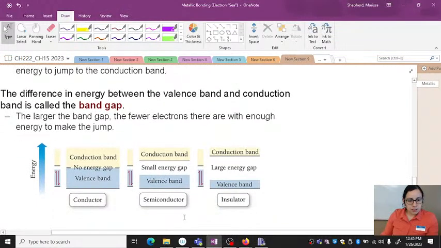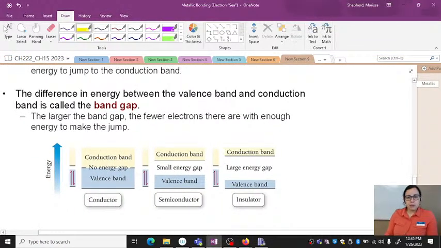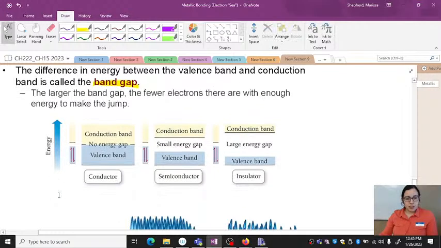And so the difference in energy between your valence band and your conduction band is called your band gap. And so, of course, the larger the band gap, then the fewer electrons there are to make the jump. And so now this explains the difference between a conductor, semiconductor, and an insulator. So something that's a conductor has a really small or no energy gap. And so that's why metals are really good at conducting, and so electrons can easily make this jump.